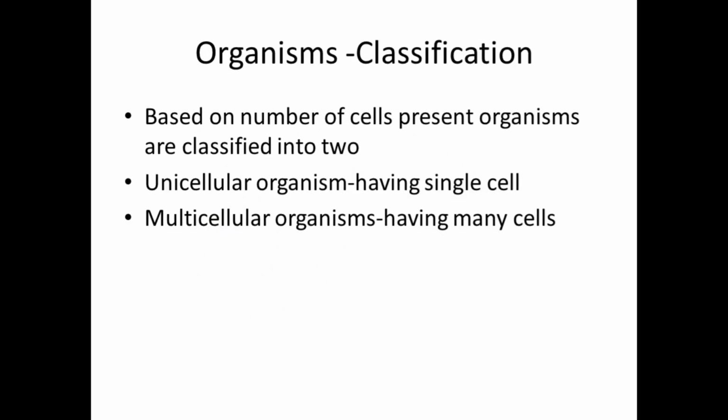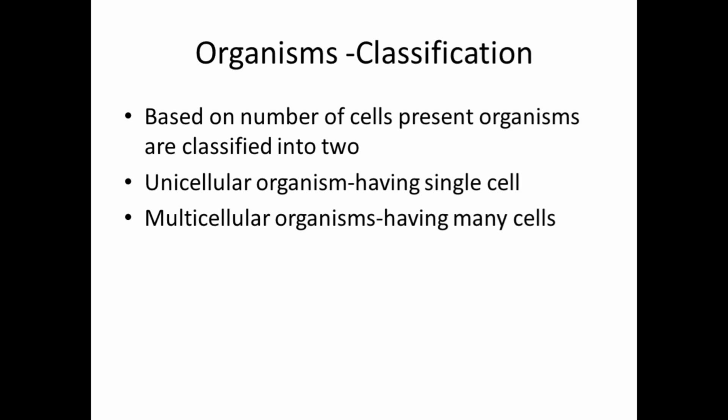Now we can see the classification of organisms based on the number of cells present in them. They are actually unicellular organisms and multicellular organisms. So the organisms are classified into two based on the number of cells present, that is unicellular organisms and multicellular organisms. Unicellular organisms have a single cell and multicellular organisms have many cells present in them.